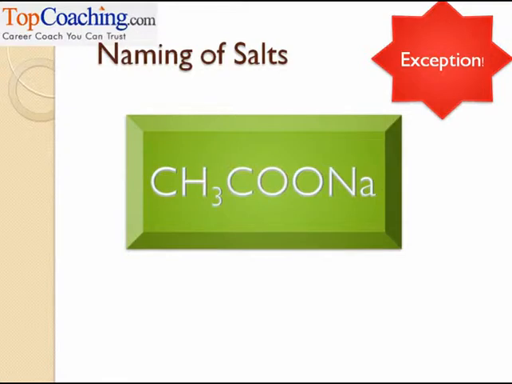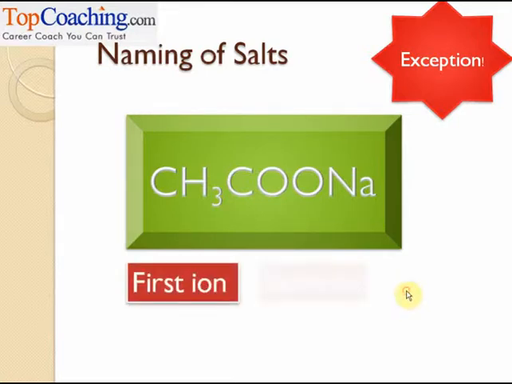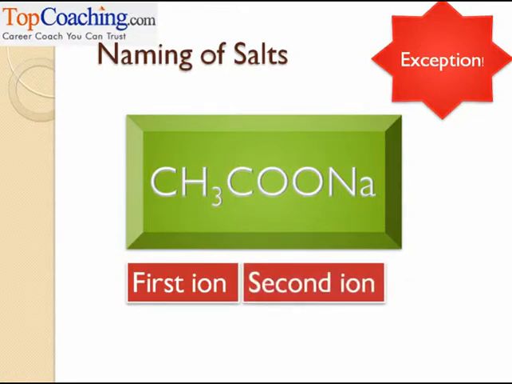The exception is this salt that you see on your screen, CH3COONa. CH3COO is actually called the acetate ion. Acetate, A-C-E-T-A-T-E, acetate ion. Na is actually the sodium ion. So the name of this salt should have been acetate sodium, isn't it? But no. In the case of this salt, the first ion and the second ion are reversed when you name the salt. This is one of the very few exceptions in the naming of salts.